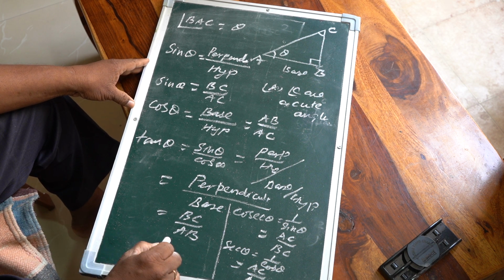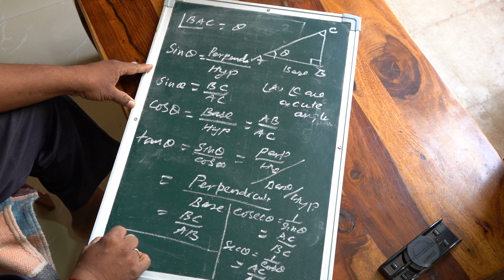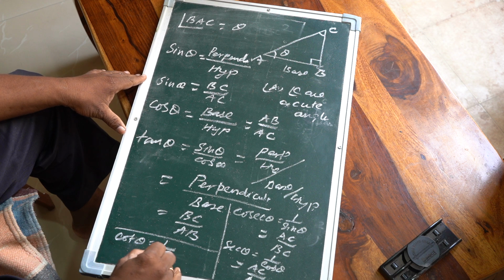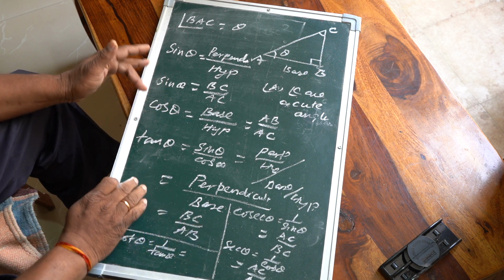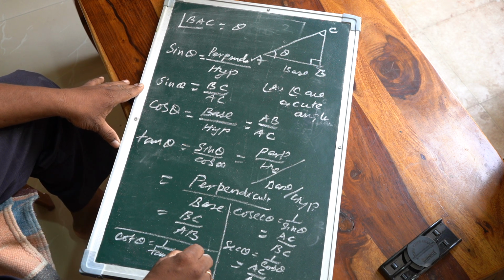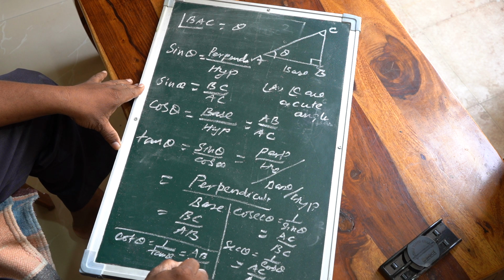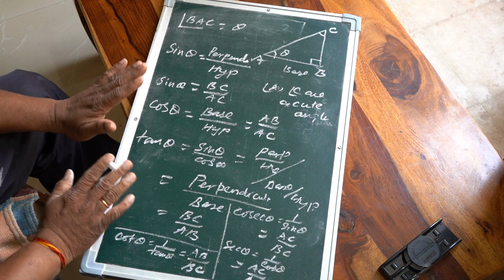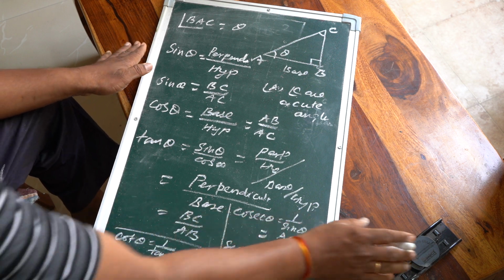Now cot theta. Cot theta is equal to 1 by tan theta. Tan theta is BC by AB, so the reciprocal is AB by BC. Right. So these are the ratios. That is a simple thing.